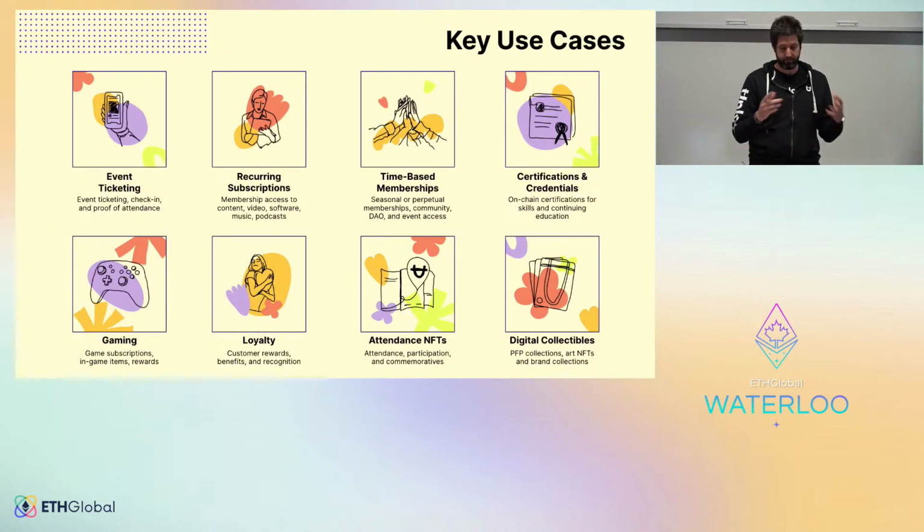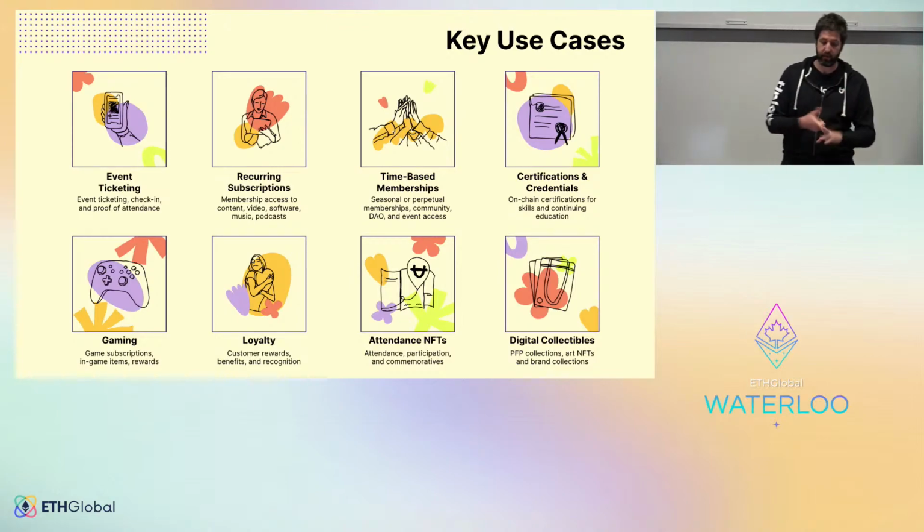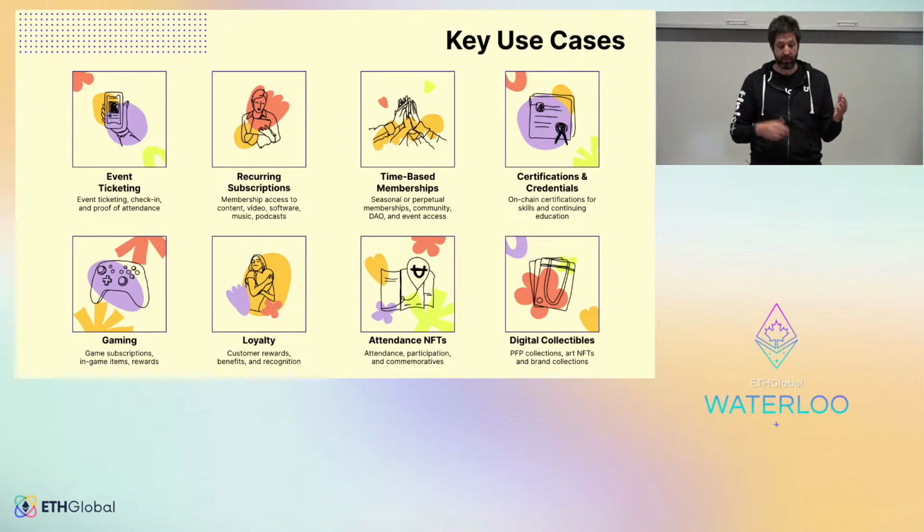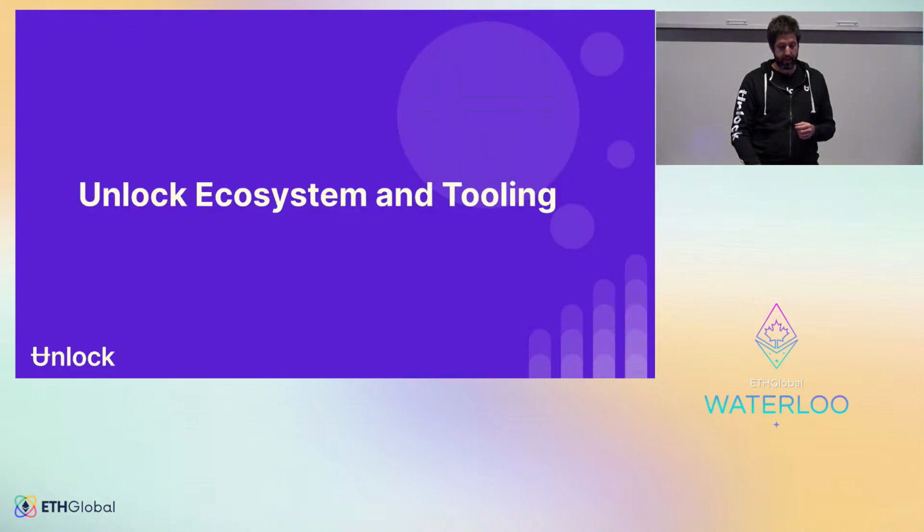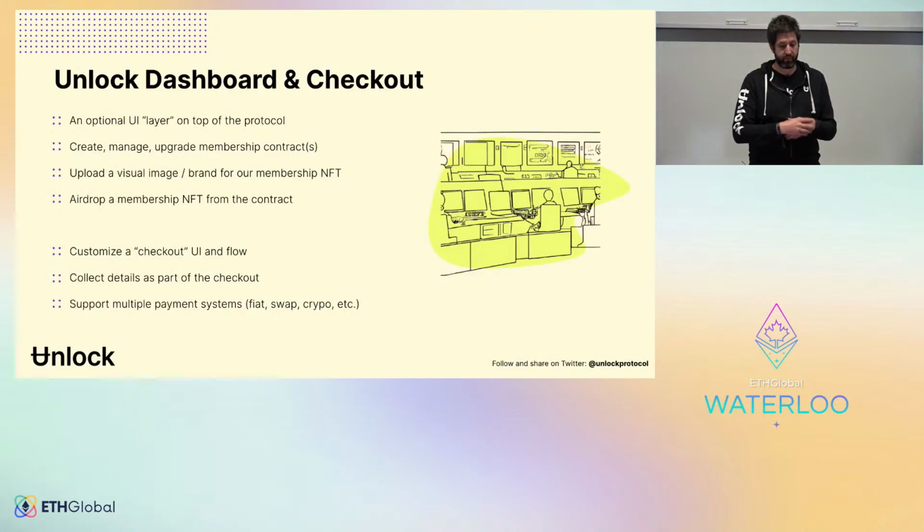All right. Summarizing again the use cases: events, event ticketing, recurring subscription, time-based membership, certification, DMV-like things, gaming, loyalty, attendance NFTs, and digital collectibles. Let's move into tooling. So Unlock is a set of smart contracts, that's the core. There's a ton of tools that are built on top of it that are completely optional, that you can use to start with, use as scaffolding, and then remove once you're done with this.